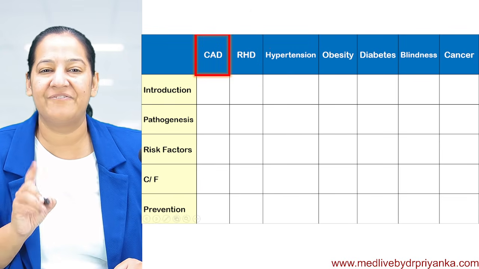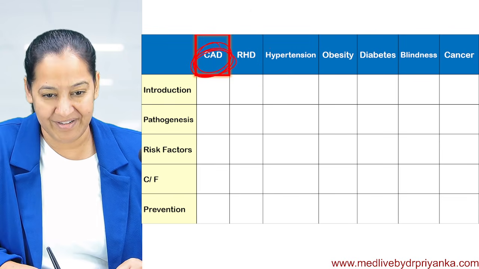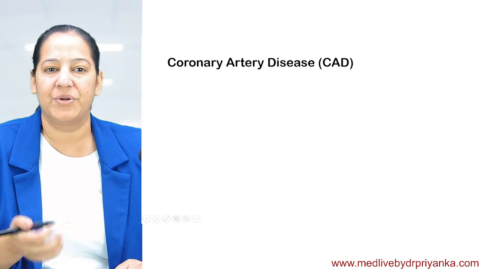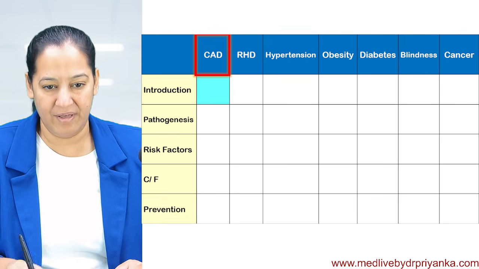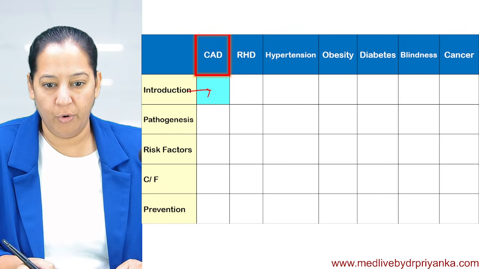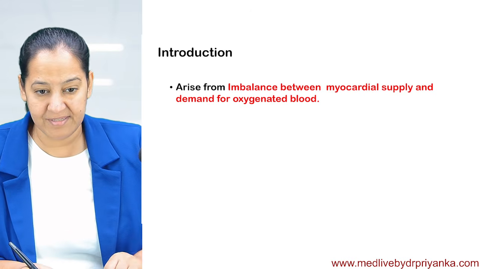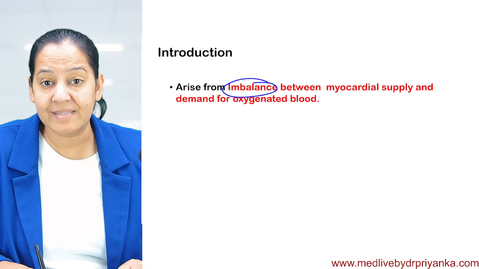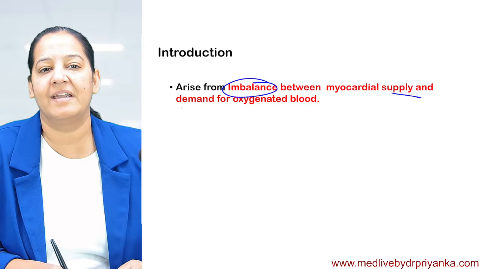Okay, so let's start with the first one. The first one is coronary artery disease. Let's start coronary artery disease under these headings. Tell me the introduction of coronary artery disease. What is coronary artery disease? I guess everyone knows. Coronary artery disease arises from the imbalance between the supply and demand of the heart.